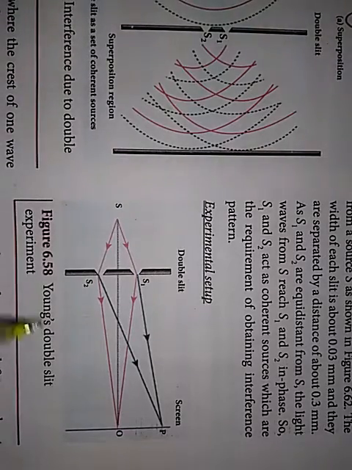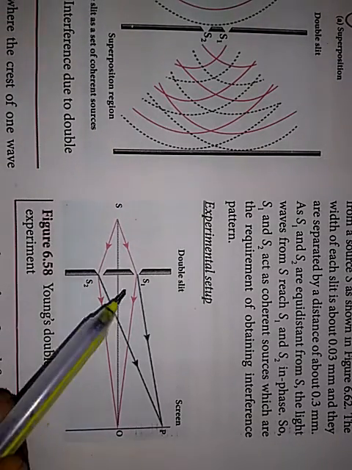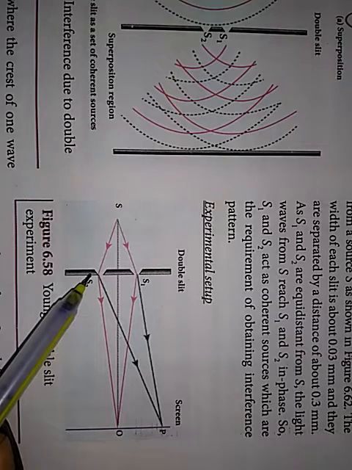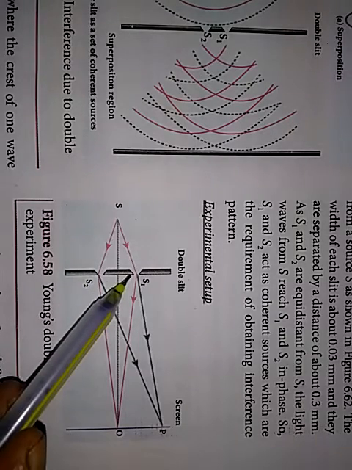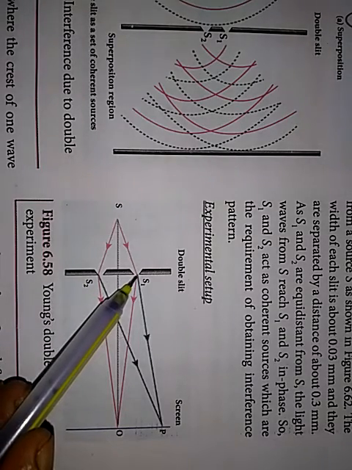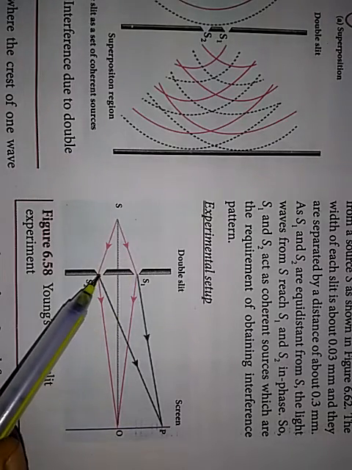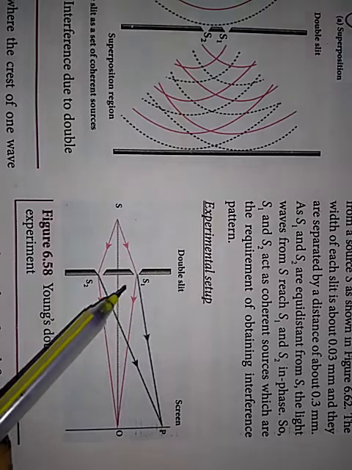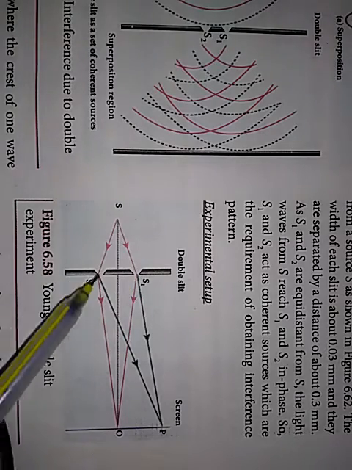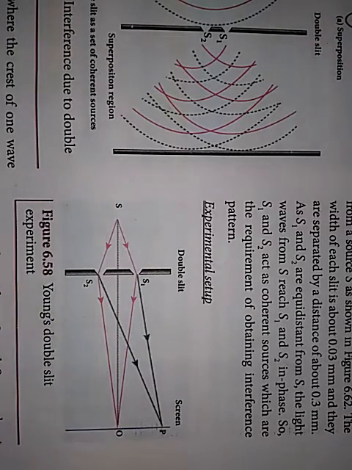So these are the two slits. The width of the slit is 0.03 mm. The distance between the two slits is 0.3 mm. So these two sources will act as coherent sources. Now we are going to see the interference pattern. Okay, so this is the screen.